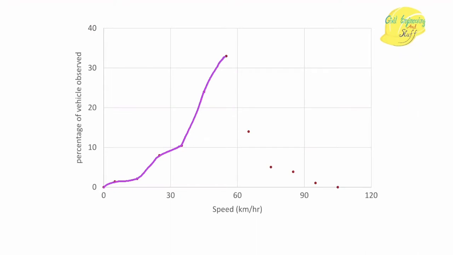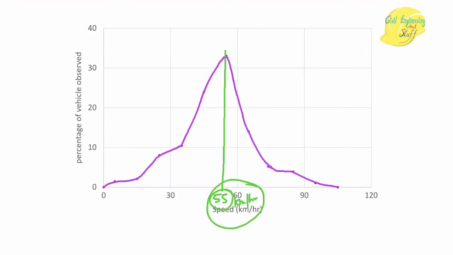Upon joining these, we already have a very definite peak, and through that we can find out the speed. So let's say this is 55. So 55 km per hour is the most preferred speed by the vehicles that were traveling through that road section. Okay, so this is how the calculations are done.